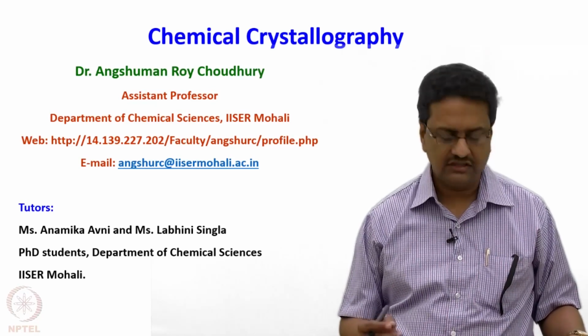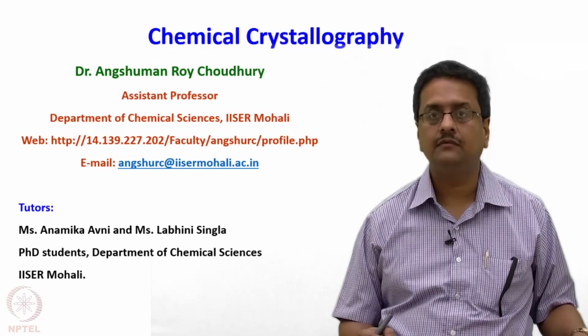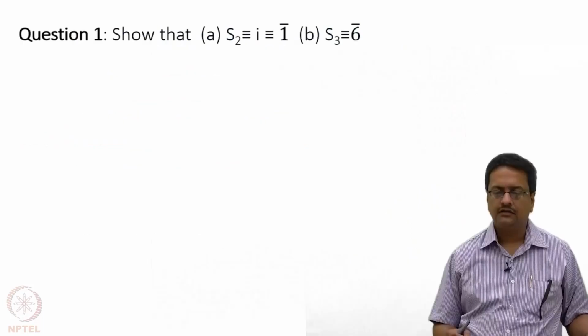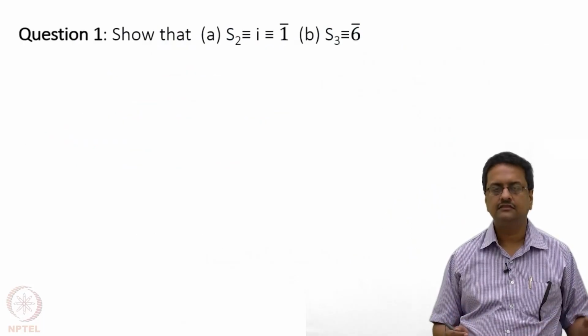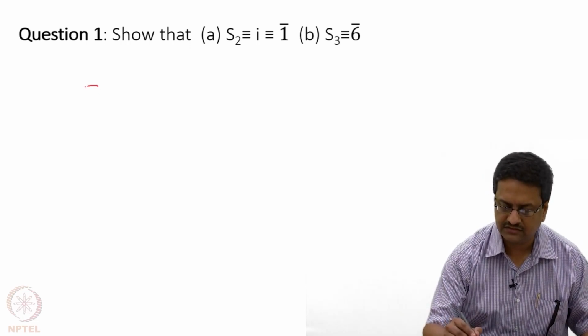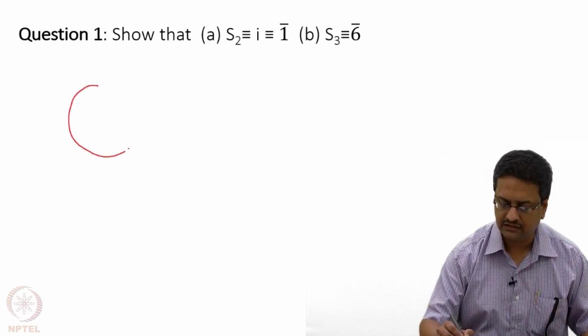So in the tutorial sheet you must have received some problems, so we will try to see how those problems can be solved. So what we have asked is that show that S2 is equivalent to I is equivalent to 1 bar. To show that, what is S2? We should first draw a circle.